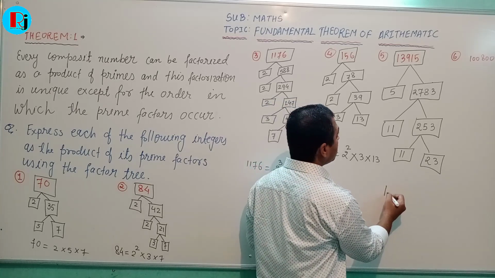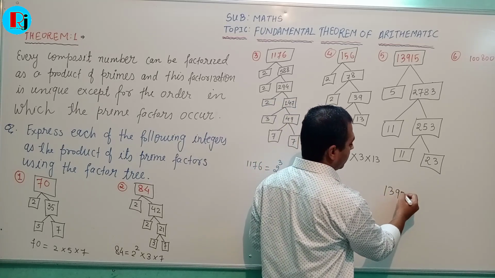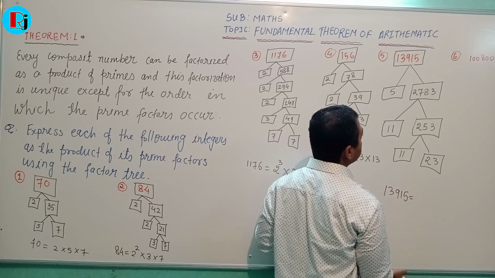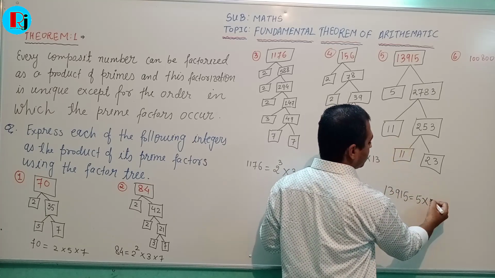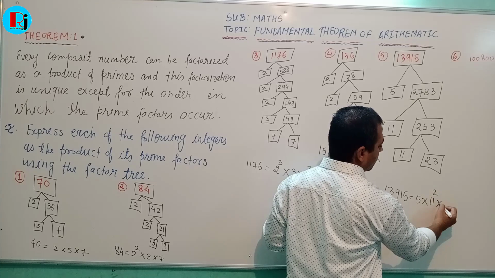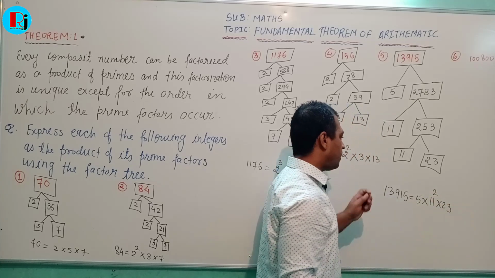So 13,915 can be written as 5 into 11 into 11, means 11 square into 23. Now move to the final question.